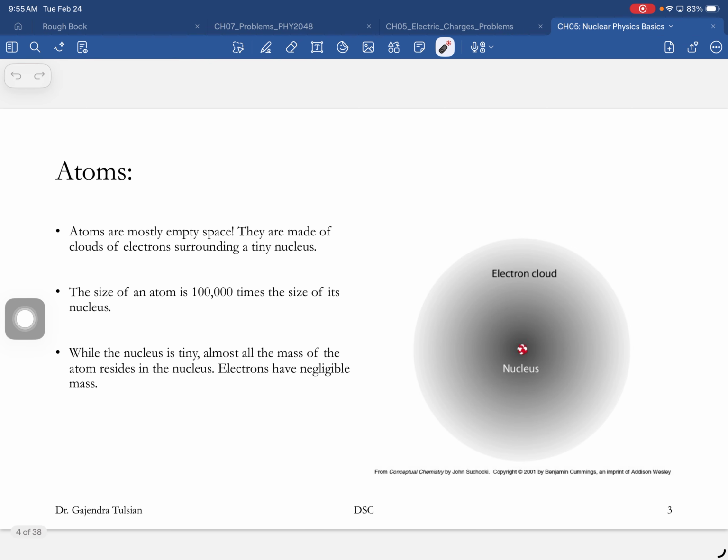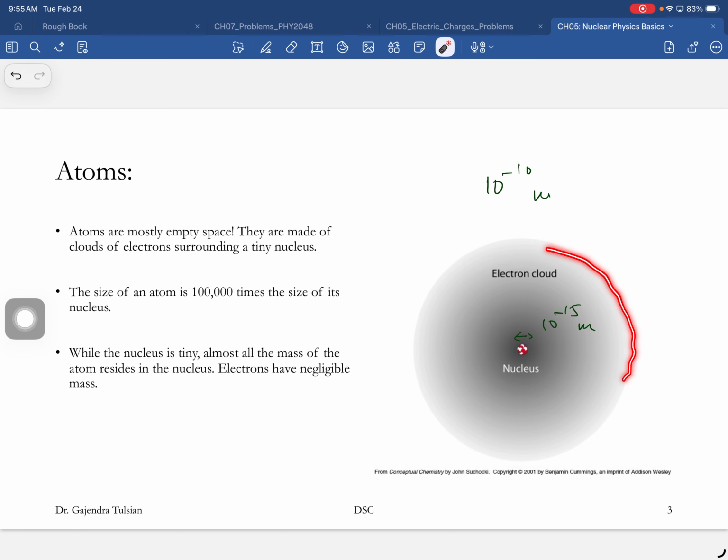All right, so here's an atom. There's the nucleus. There's the electron cloud. So the electron is like a cloud out there. The size of this atom is 10 to the minus 10 meters, and the size of the nucleus is 10 to the minus 15 meters. So this drawing is not to scale. The atom is 100,000 times bigger than this guy.